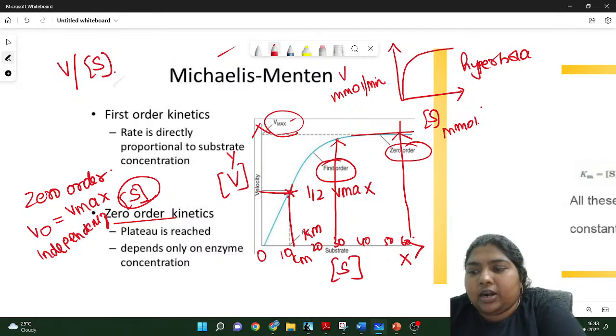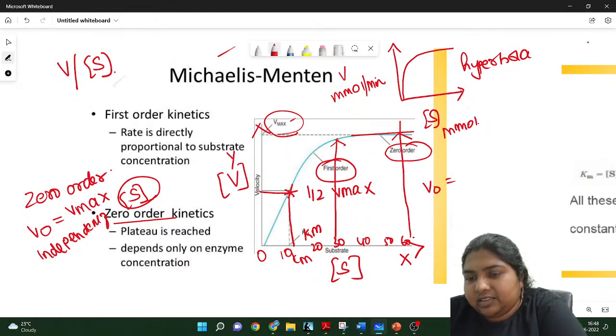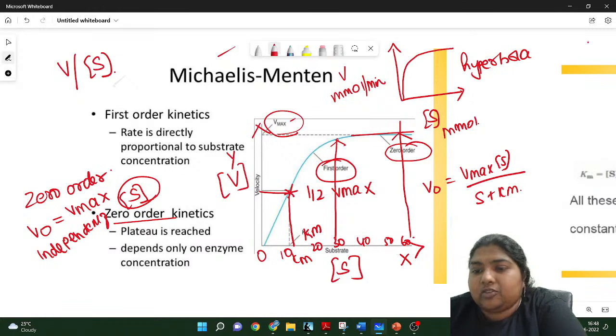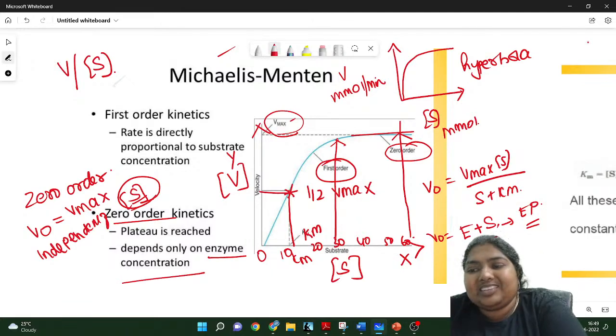So what is it depending on? We know the equation. What is the equation? V0 is equal to V max into S by S plus Km. What is the velocity? It is the rate of catalysis of your enzyme plus substrate, how it is going to convert into product. This is independent of your substrate, but it depends on the enzyme concentration.